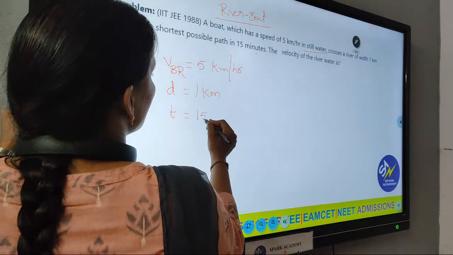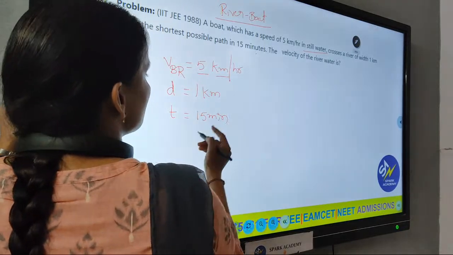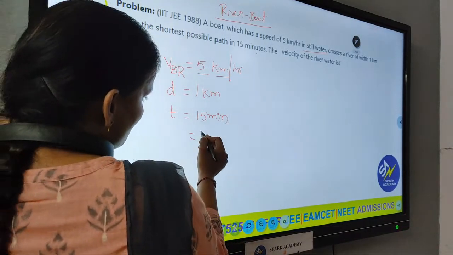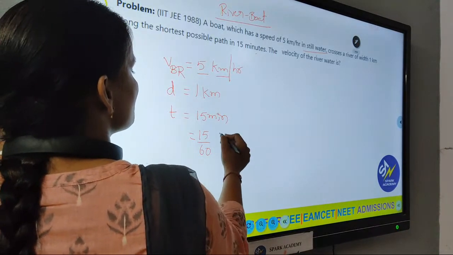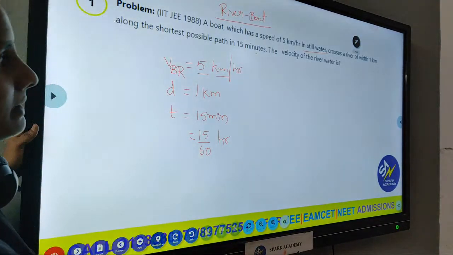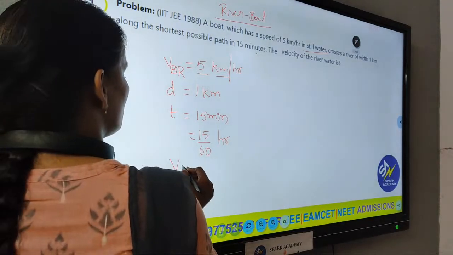The time taken is 15 minutes. Here velocity is given in kilometer per hour, so let us convert this into hours. So 15 by 60 in hours. Time we are taking in hours, and they are asking what is the velocity of the river.